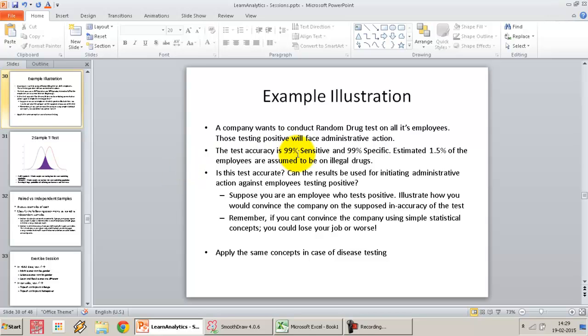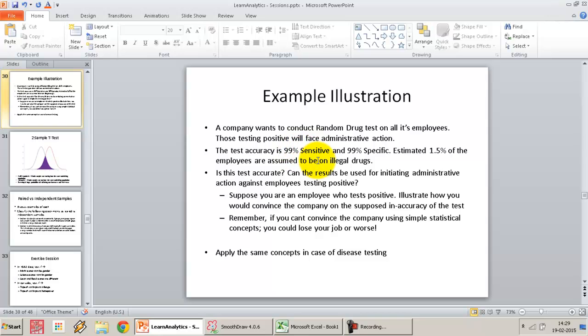Remember, the test is 99% sensitive and 99% specific. On the looks of it, the test seems very powerful. You're the HR. You test all the employees, a very small number come up positive. What do you do? Do you fire them? Or do you say this test is rubbish, let's throw it out and think of something else? Right? So we have to think about this. Is this test powerful enough to actually go ahead and take some action?